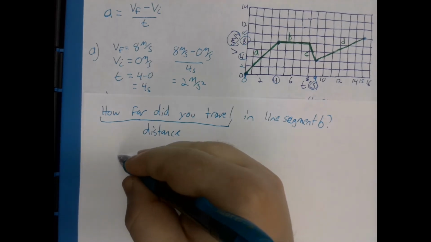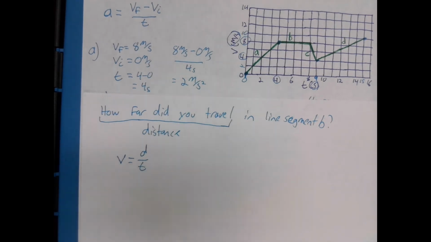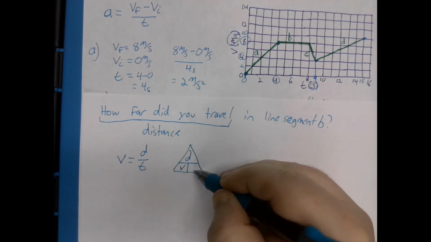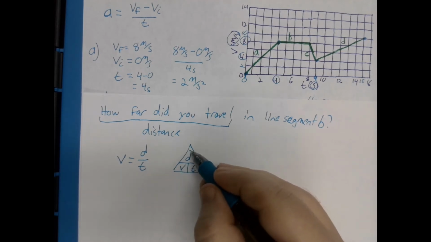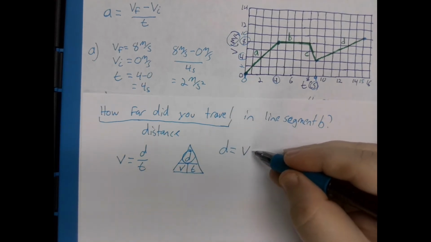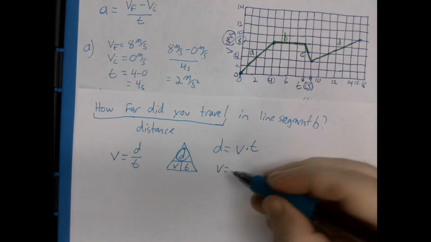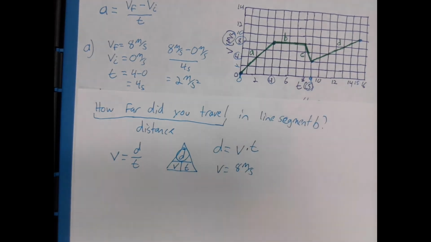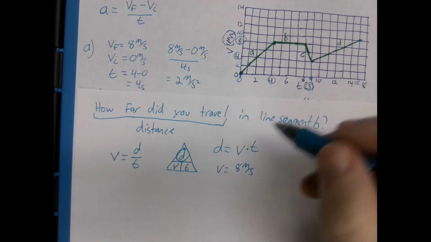We know that speed, or velocity, is equal to distance over time. You can use your triangle to solve for distance. Speed is equal to distance over time, so distance would equal velocity or speed times time. So what is our speed? Our speed during this segment is 8 meters per second. What is our time? Our time goes from 4 to 8 seconds.